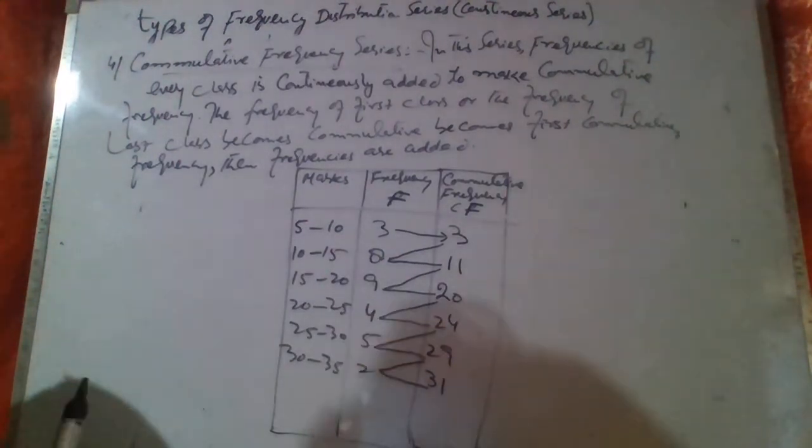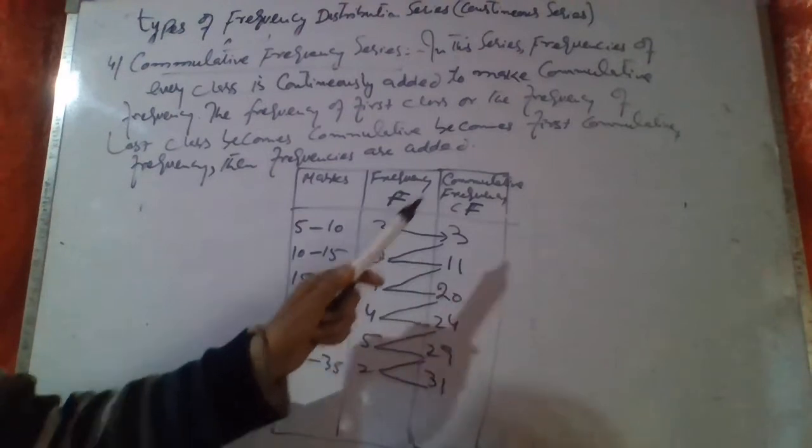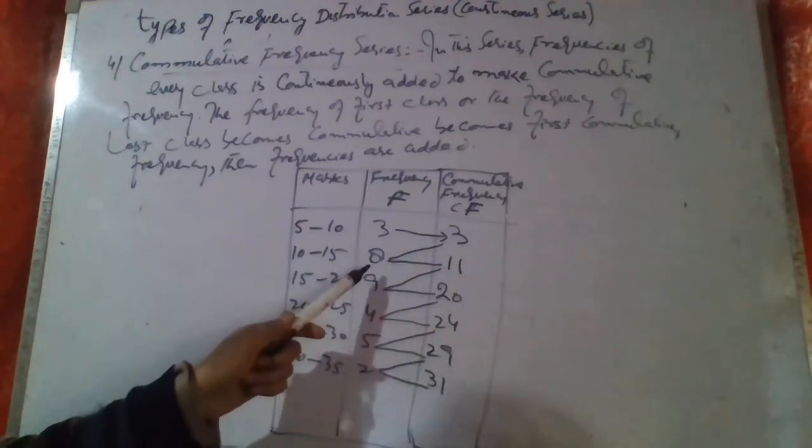This is how to calculate the cumulative frequency series. The first frequency becomes the cumulative frequency, then frequencies are continuously added. Then the last one is the mid-value series.